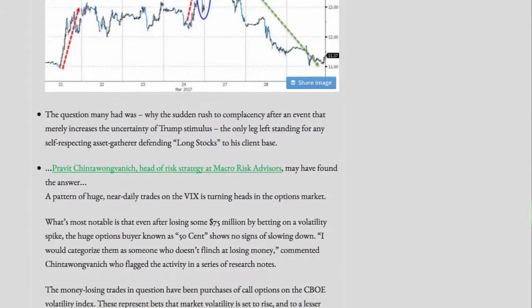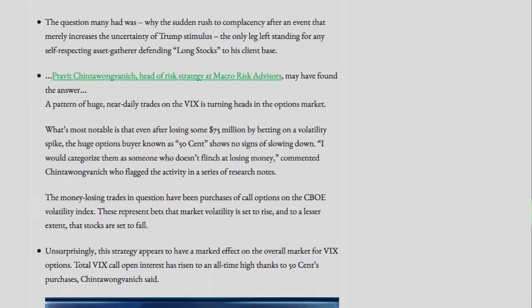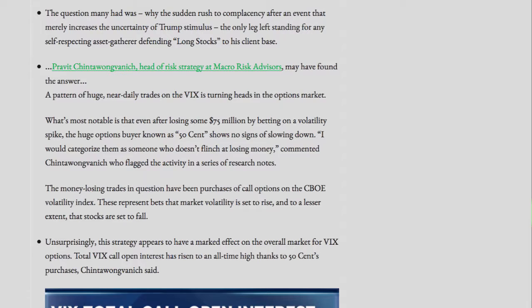The question many had was, why the sudden rush to complacency after an event that merely increases the uncertainty of Trump stimulus, the only leg left standing for any self-respecting asset gatherer defending long stocks to his client base? Pravit Chintawongvanich, head of risk strategy at Macro Risk Advisors, may have found the answer.